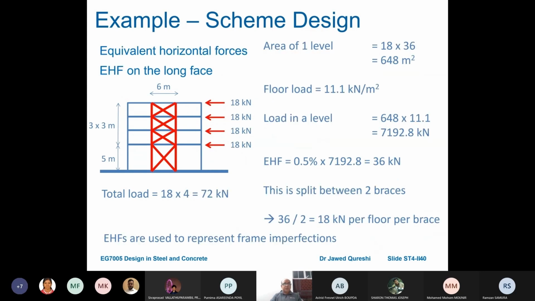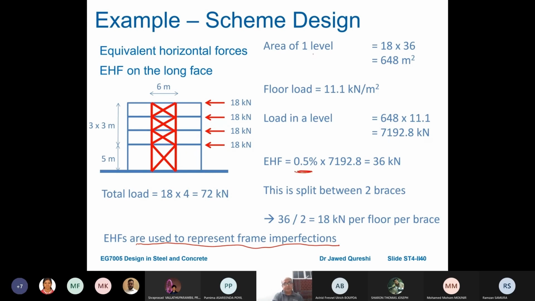The next thing is to work out notional horizontal loads. Previously, they used to be termed notional horizontal loads. Now we term them equivalent horizontal loads. These are used to represent frame imperfections. Steel frames will always have some kind of imperfection, and these are normally 1 over 200 of your vertical load, or 0.5%.